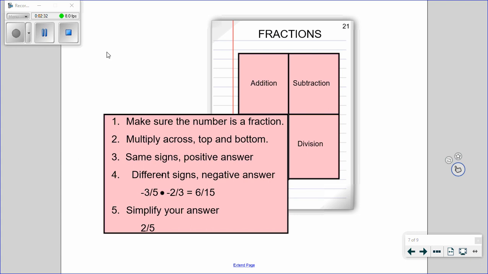So -3/5 times -2/3, -3 times -2 is going to give you +6, and 5 times 3 is going to give you 15. 6 over 15, you can simplify that by dividing both of them by 3. You get 2/5.